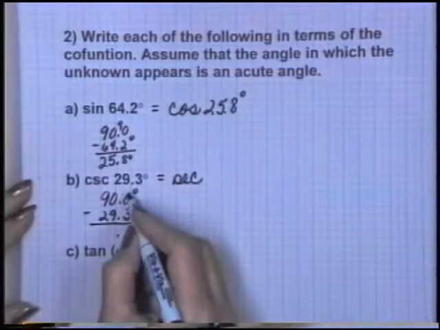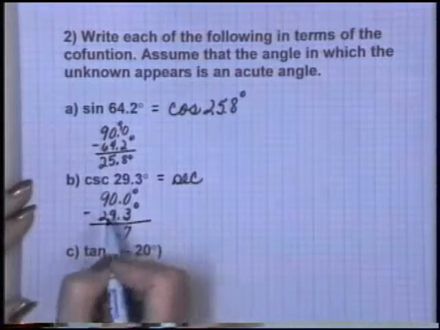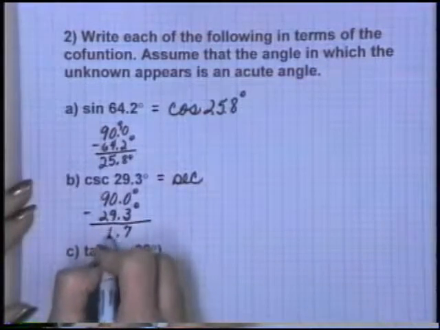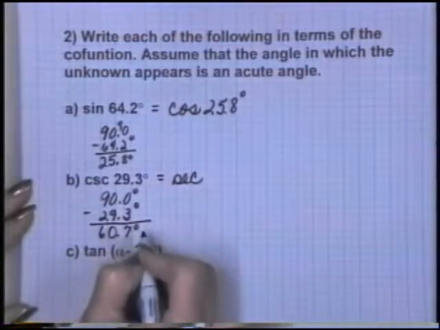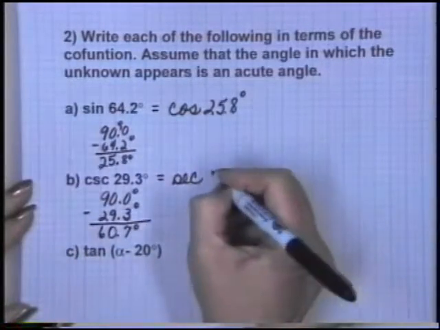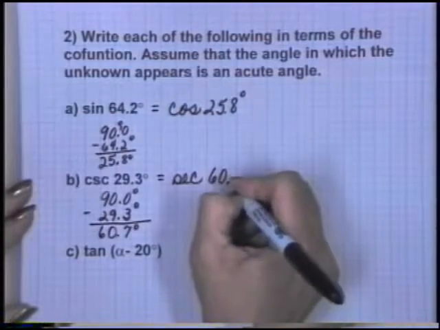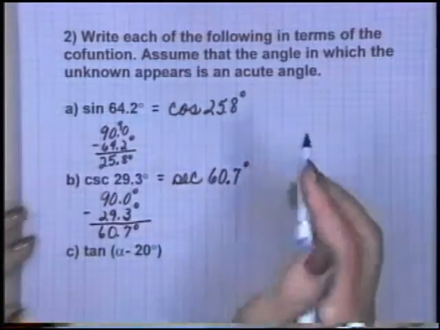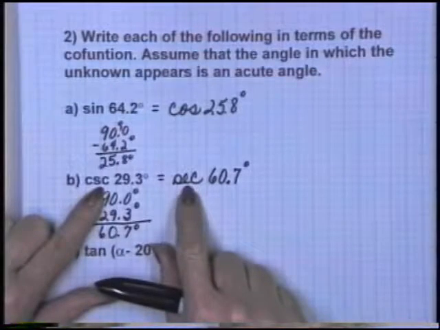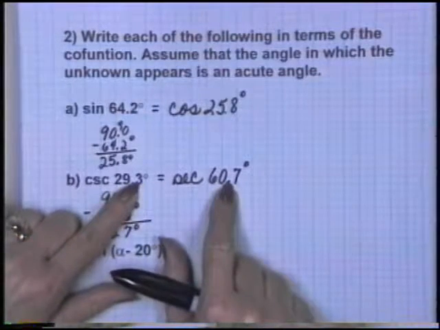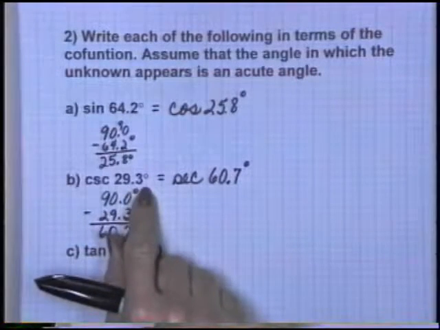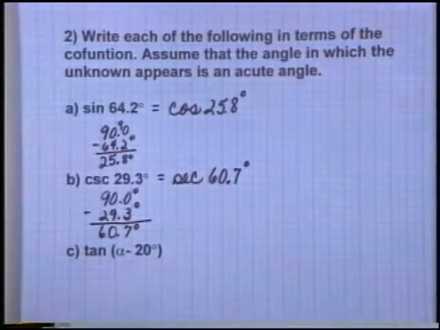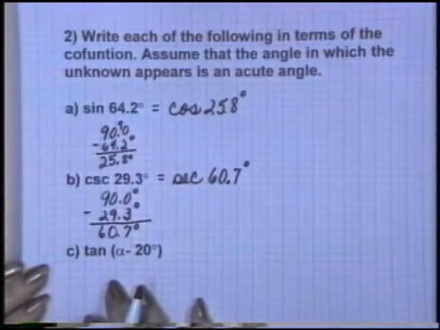So we'll take 90 and subtract 29.3. Once again, we'll have to borrow. The 3 from 10 leaves us with 7. The 9 from 9 leaves us with 0. The 2 from 8 leaves us with 6. So this angle would be 60 and 7/10 degrees. So cosecant and secant are cofunctions, and these are complementary angles. The cosecant of 29 3/10 degrees equals the secant of 60 and 7/10 degrees.